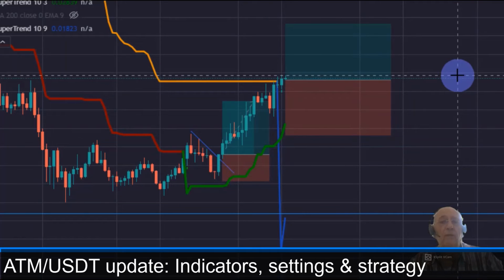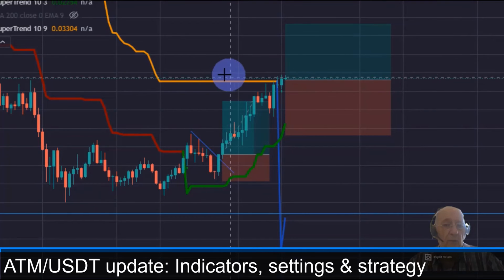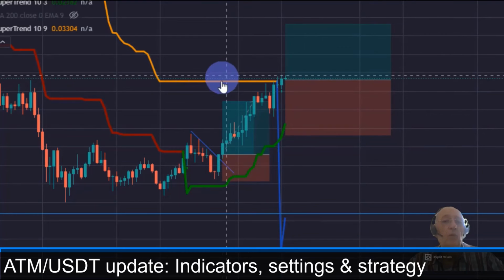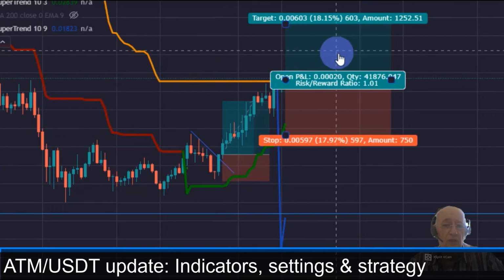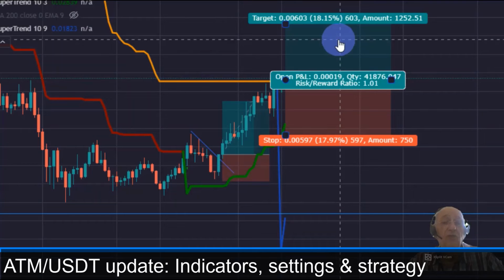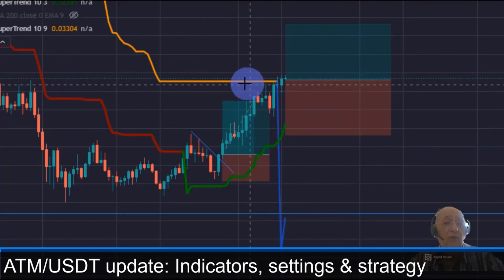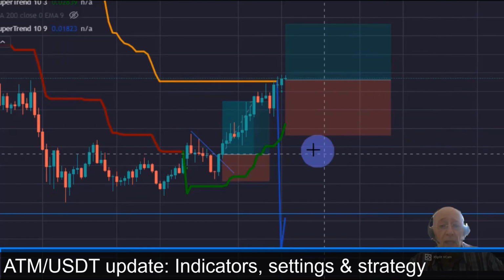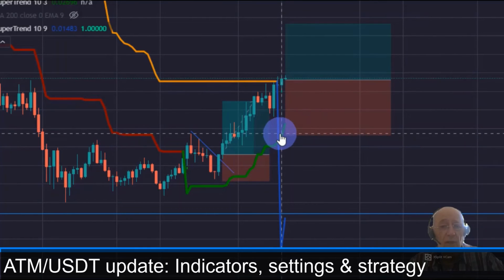If Bitcoin was above this line over here, I would most probably increase this profit target considerably, maybe to 1 to 3, something like that, right? But because Bitcoin is not over it yet, I keep it down. And as you can see, I've put it here on the green line. Over there's the stop loss.